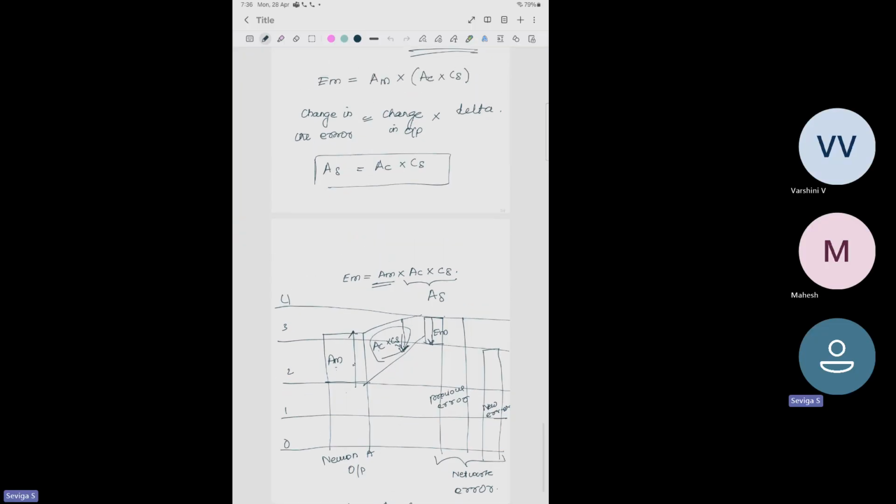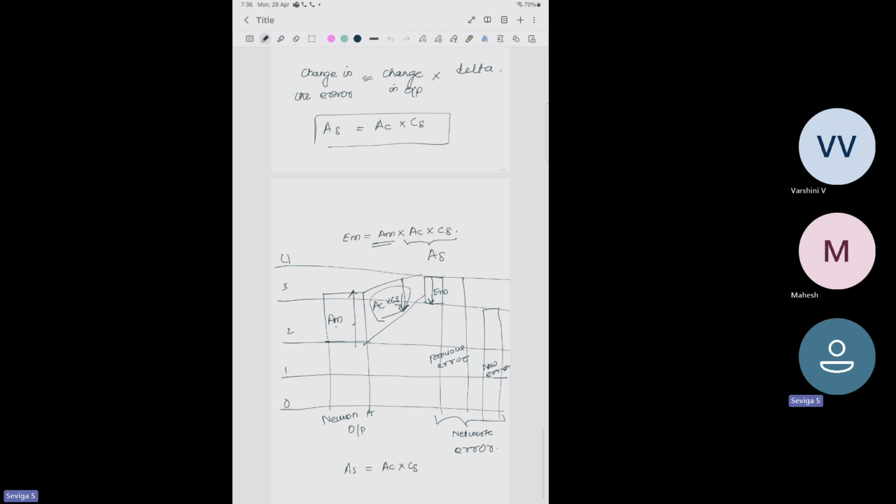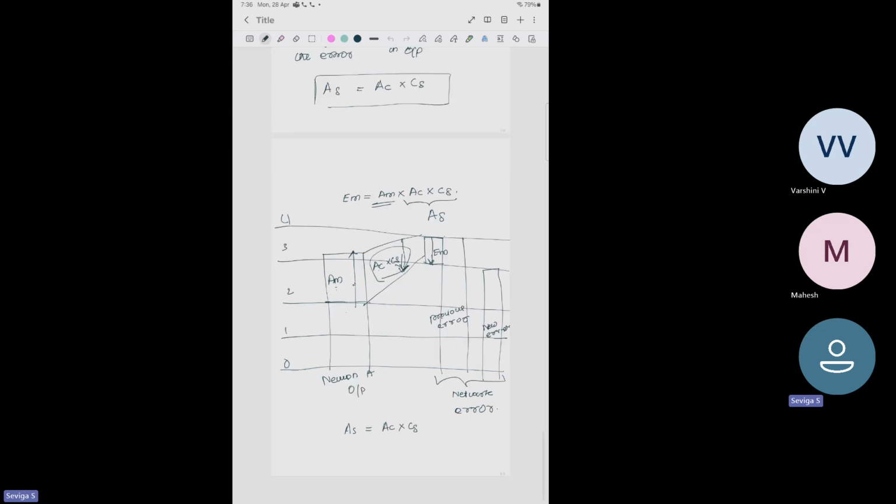Fantastic. So what we did is that we used the deltas of the output layer to find the deltas of the previous layer. And using the deltas, we updated the weight. So today's class is going to be the continuation of the previous class.